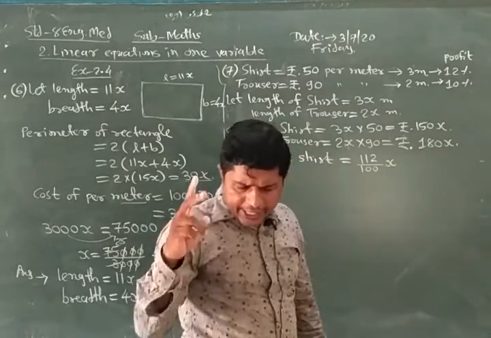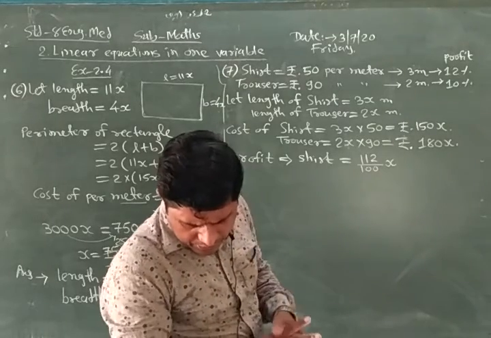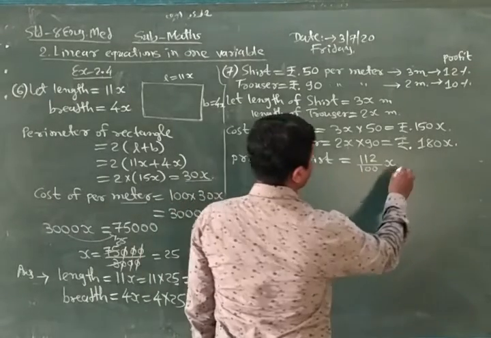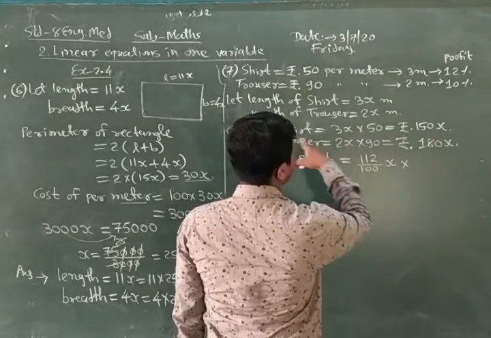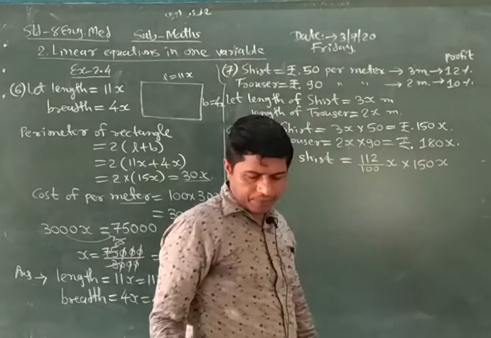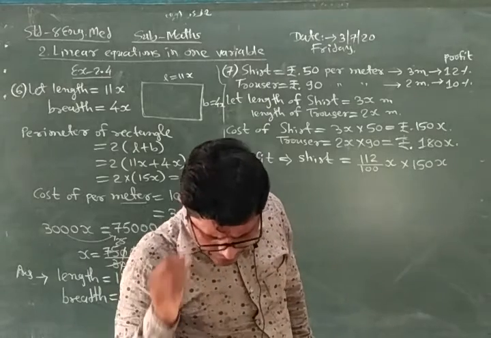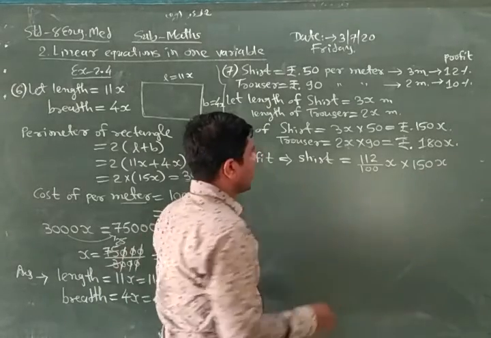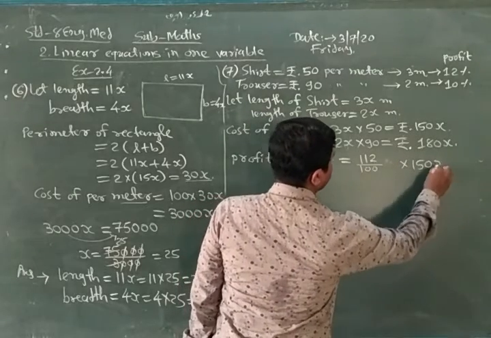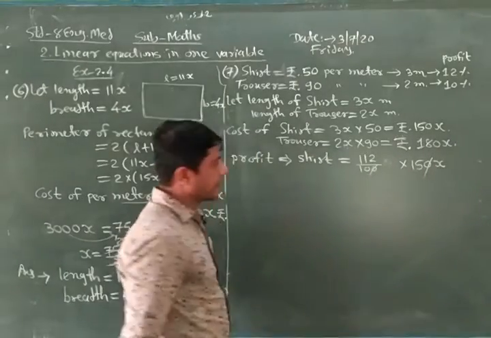Okay, second thing here, the total cost of the shirt. The length of the shirt is 1 meter, but how many rupees in total? Rupees given for the shirt is 150x. Okay, so what happened? We simplify here. The x is taken only one time. Now cut the 0 0 here.